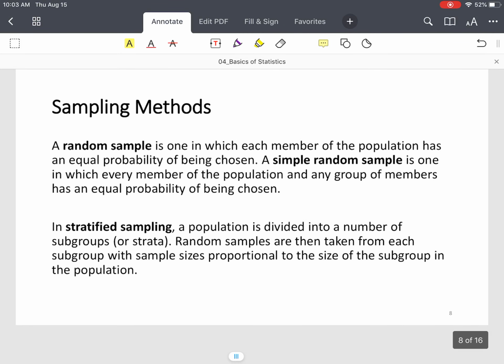All right, so then you've got different types of sampling. You've got a random sample. Every member in the population has an equal probability of being chosen. You have a simple random sample. Now it's a special type of random sample. Every member of the population and any group has an equal probability of being chosen. So groups and individuals have the same probability. Stratified, you're taking groups or subgroups within the population. So that's a stratified sample.